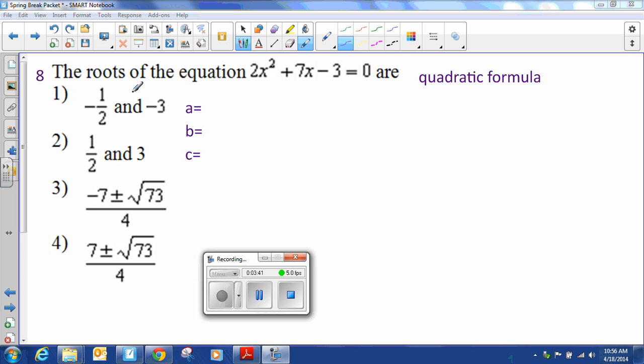Number 8, you're looking for the roots of this quadratic equation, therefore you must use the quadratic formula. Remember, this must be memorized. Set up your a, b, c. These are the coefficients a, b, and c. And be very careful when you're simplifying your radicals towards the end.